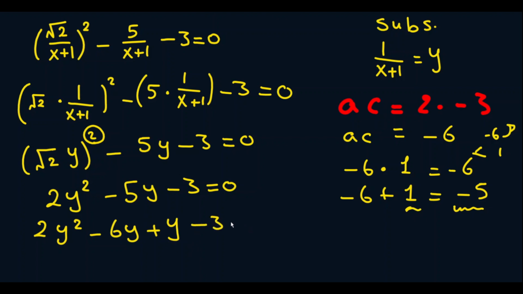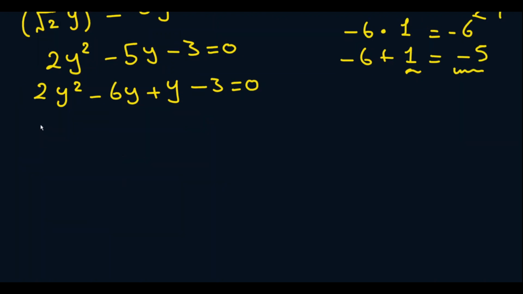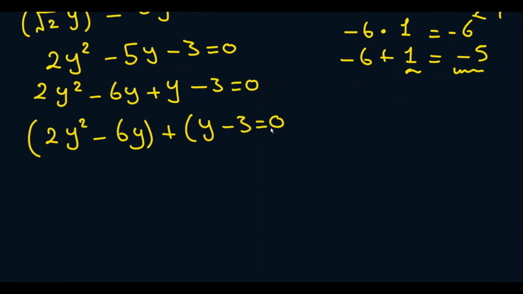minus 3 is equal to 0. Next, we're gonna regroup the factors together. The first group, we're gonna have 2y squared minus 6y plus y minus 3 is equal to 0. Next, we're gonna find the greatest common factor from the first and the second bracket. So from the first bracket, we're gonna have 2y as a common factor. And over here, we're gonna have y minus 3 plus the only common factor in the second bracket is 1.